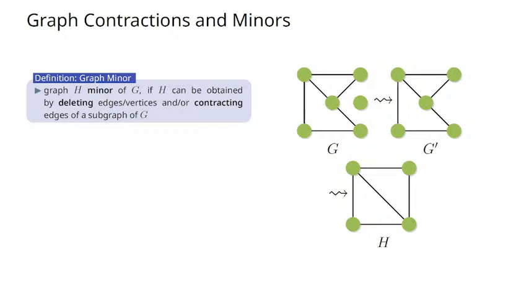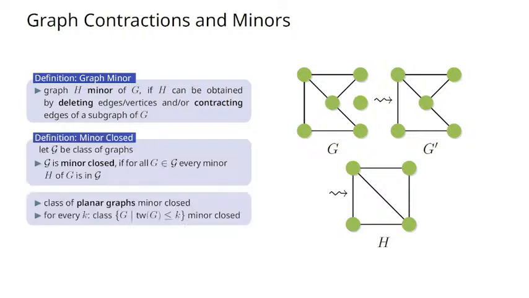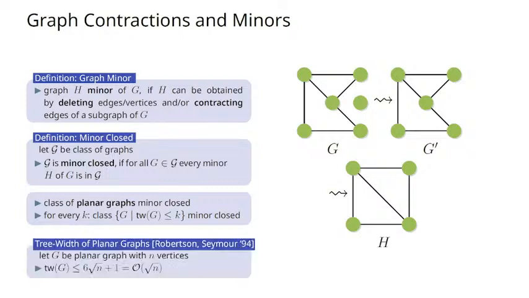Very briefly, because we use those in the arguments, graph minors. We allow deleting edges and vertices and contracting edges, like here, from here to that one. Then H is a minor of G. And why this is relevant for us is because if you take minors, then the tree width does not increase. And also planar graphs have tree width of order square root of n.